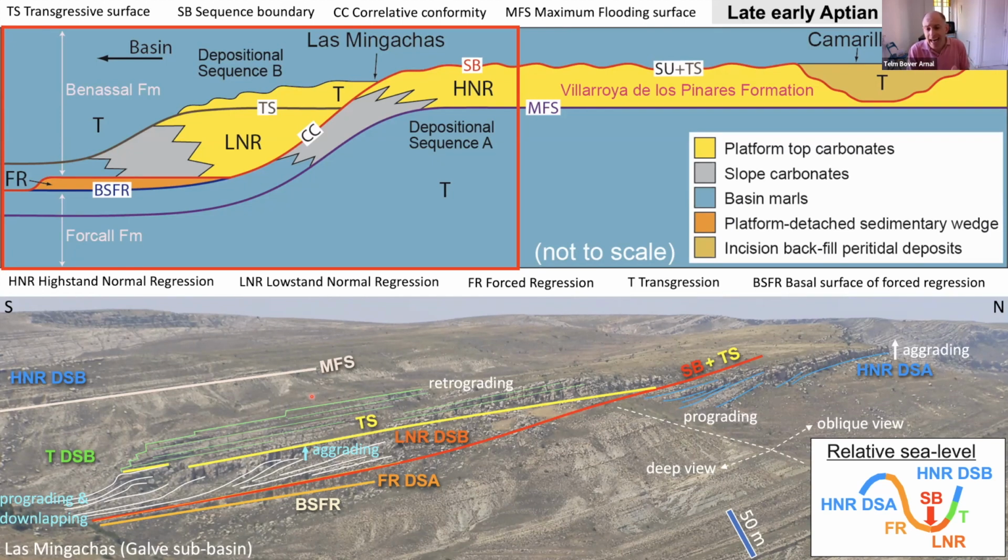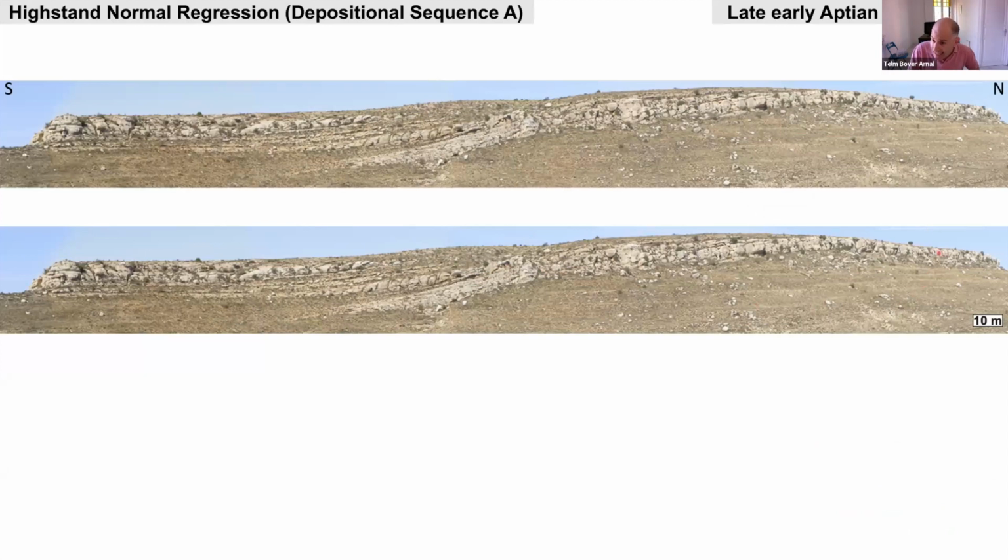This is the model, and now I would like to show you details of this platform margin of Las Mingaches. This is the area of Las Mingaches. I will start showing you the highstand platform. Again, you can see here that the limestone beds are horizontal. Then these limestone beds are slightly inclined, and these prograding slopes pass basinwards into the basinal marls of the Forcall formation. This is platform top, these are the slopes, and this is basin.